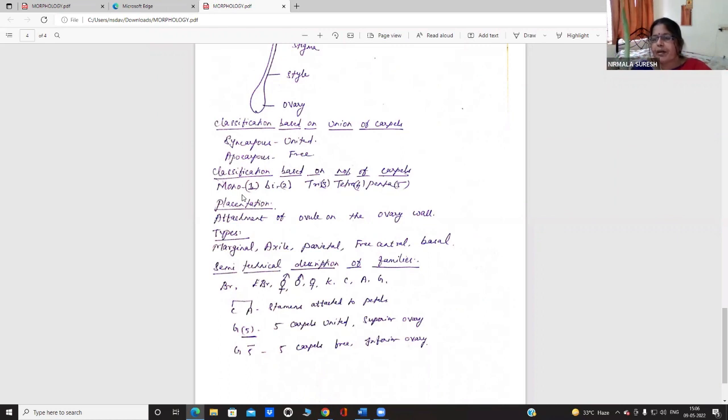Beans. Beans has marginal placentation. There is a ventral suture, the line. There is a suture here. Show them the ventral suture. Along the ventral suture, they are arranged. So if you open, you can see them attached.